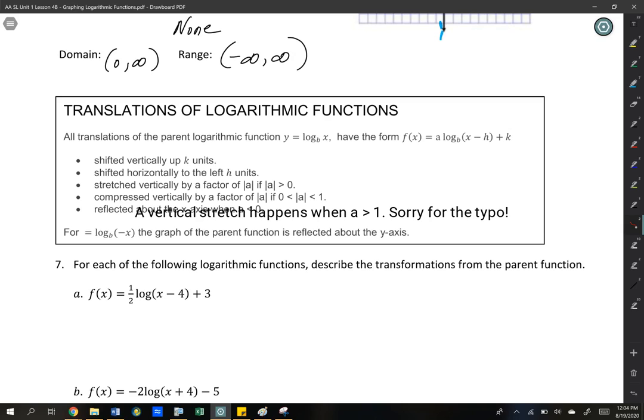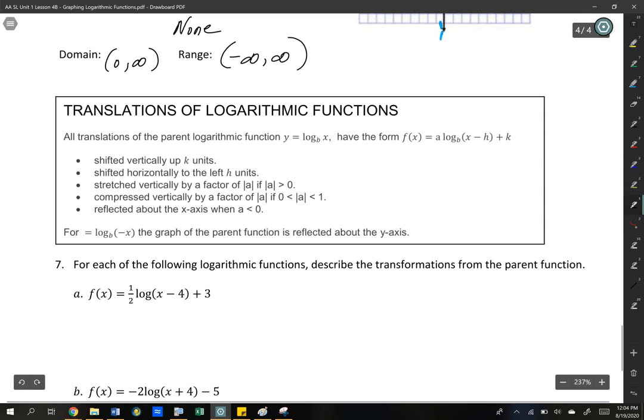If a is between 0 and 1, it's a compression. In IB, we call it compression. We also refer to this as a shrink. So a compression, aka shrink. And if we have a negative in front of our a, in other words, if our a is less than 0, we're going to be reflecting over the x-axis. If we have log base b of negative x, the parent function is going to be reflected over the y-axis. So if that negative is inside the parentheses with the x, that would be a reflection about the y-axis.